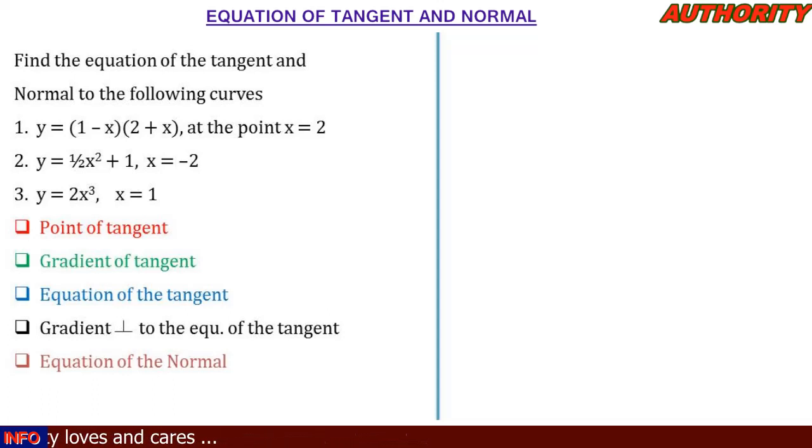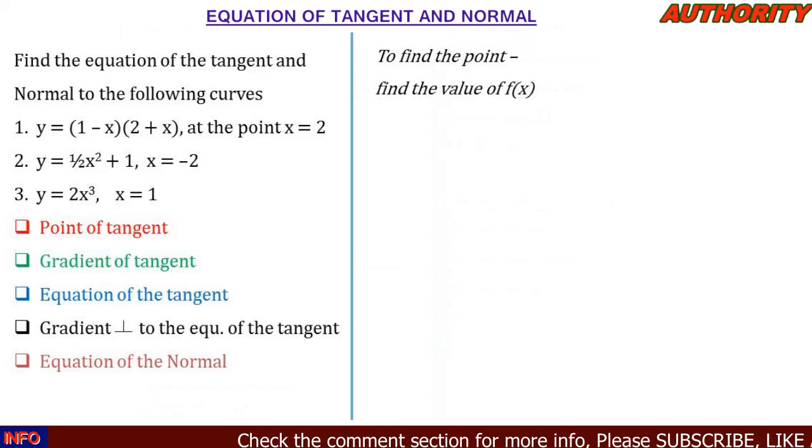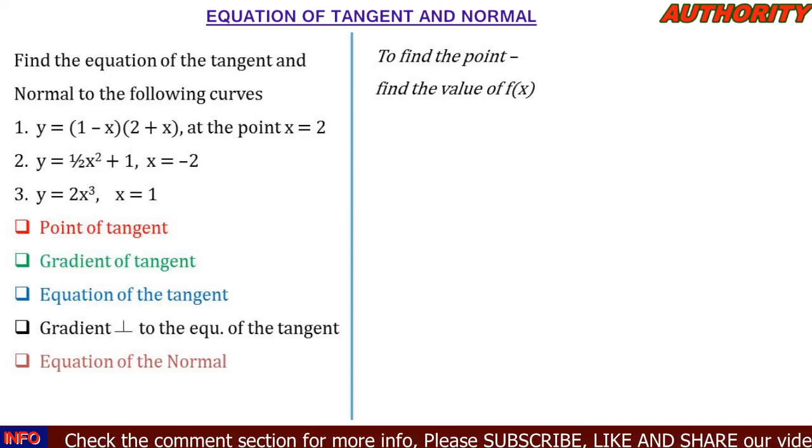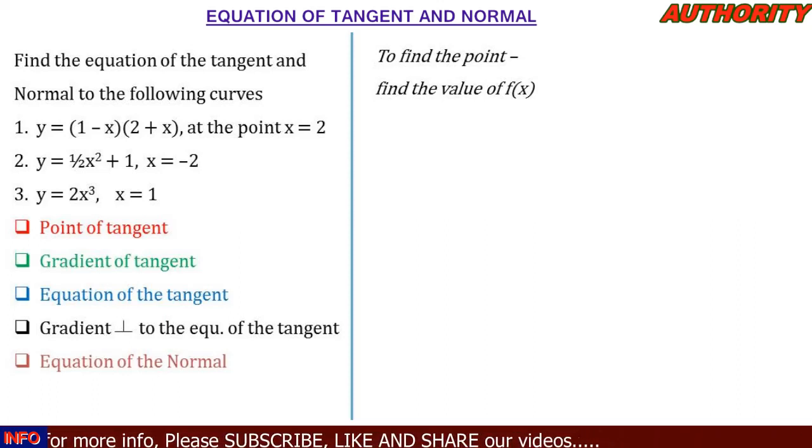Okay, now we see a question. We have 3 questions here to treat. The first one says y is equal to 1 minus x in bracket, 2 plus x in bracket, at a point where x is equal to 2. The first thing we are going to do to find the equation of tangent and normal to this curve is to find the point. You know that a point is always given as P of x comma y. Is that true? Yes. Now we are going to find the point.